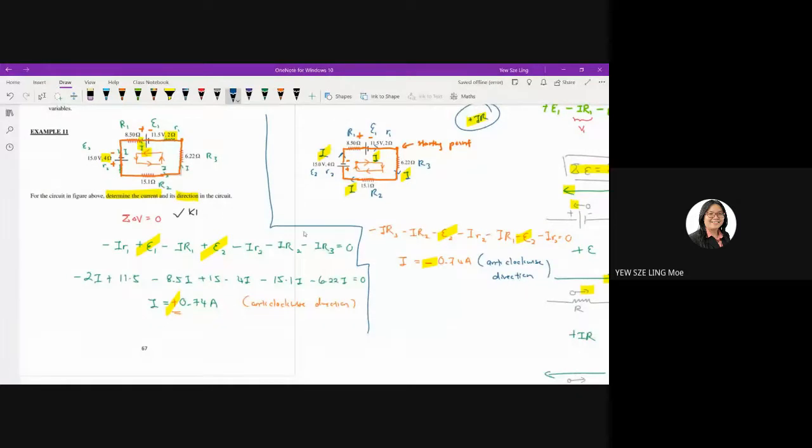Alright, so I give you 5 minutes to write down the answer. Write down both of them. Sendiri buat satu lagi. Tengok mana yang kamu sudah guna, and then buat satu lagi untuk yang kamu belum guna. 5 minutes for you to do it. Then we will proceed to the last example, example 12.